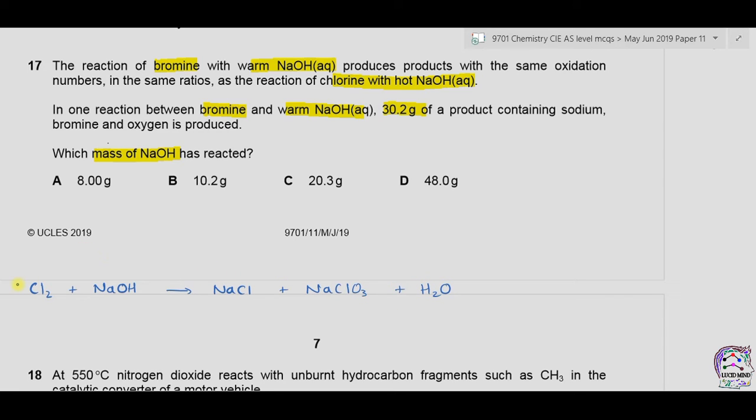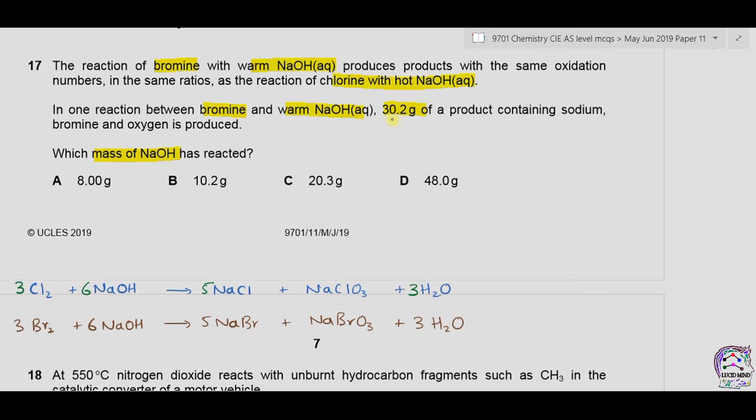The molar ratios in balanced equation were 3, 6, 5, 1 and 3. The reaction of bromine will be similar, so we can write for Br2, 3 moles of Br2 will react with 6 moles of sodium hydroxide to form 5 moles of sodium bromide along with sodium bromate and 3 water molecules.